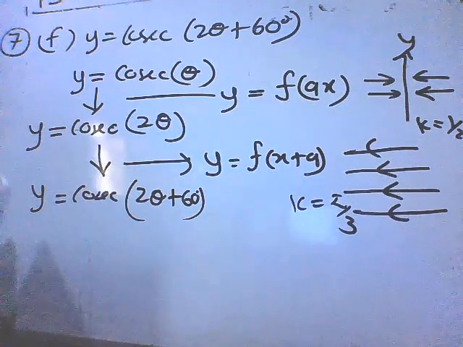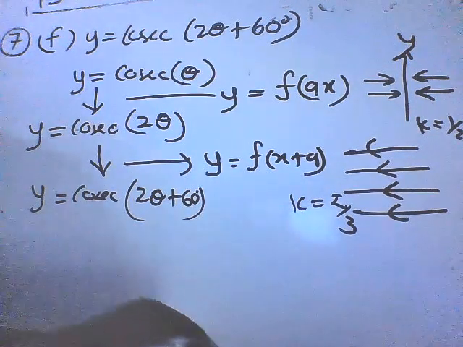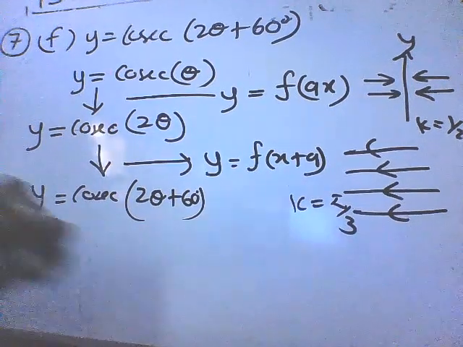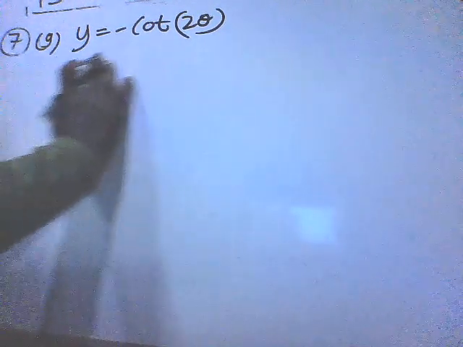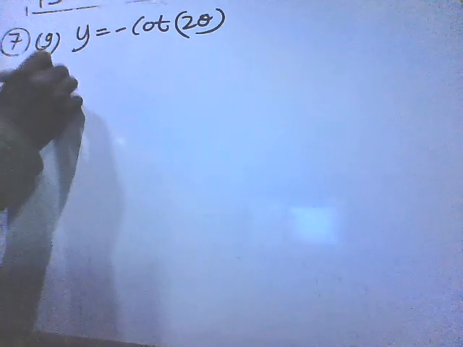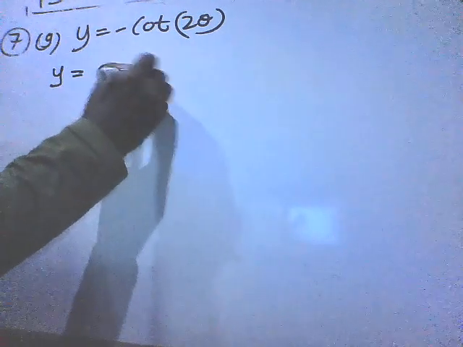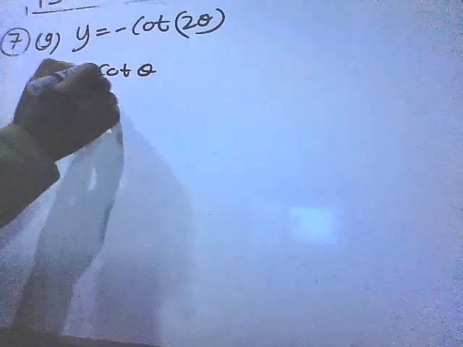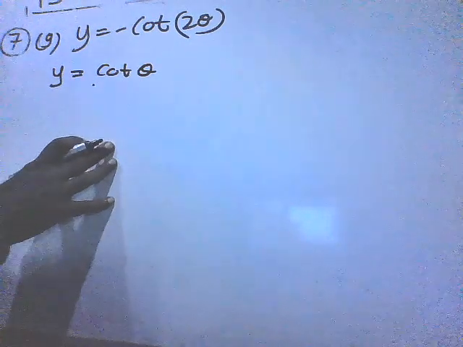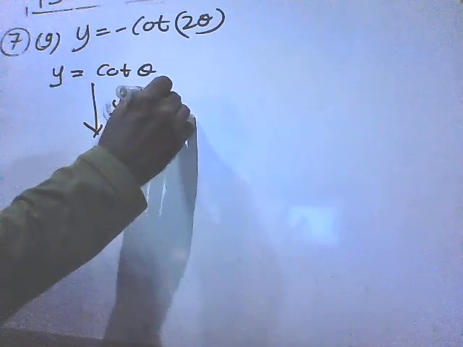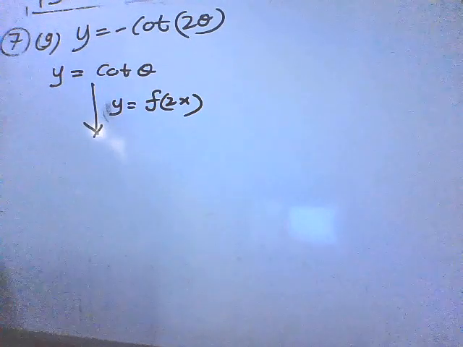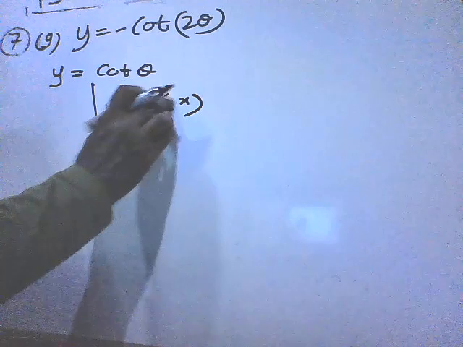And to do part G, I will again erase the board. Here we have to start from y equals cot theta, and you can do these transformations in any order. The first transformation I will consider is y equals f(2x), so we can say f(ax).